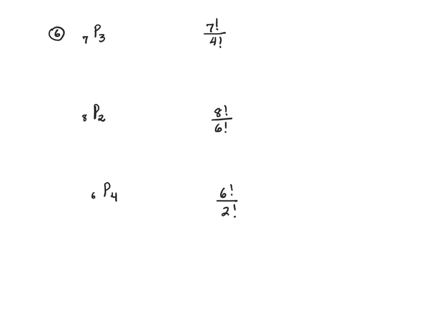All right, so in number 6, I'd like you to compute these. 7P3, 8P2, 6P4, 7 factorial over 4 factorial, 8 factorial over 6 factorial, and 6 factorial over 2 factorial. Copy these down and take a minute to compute them.